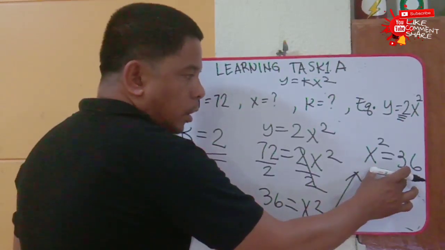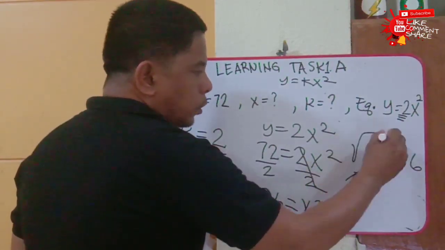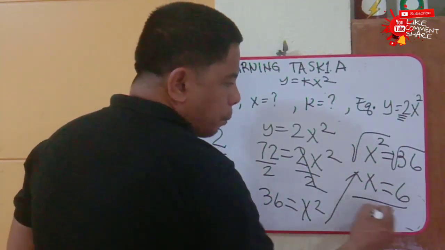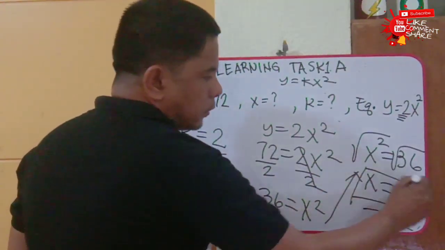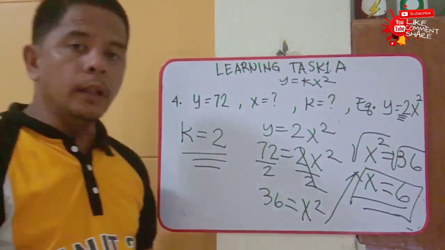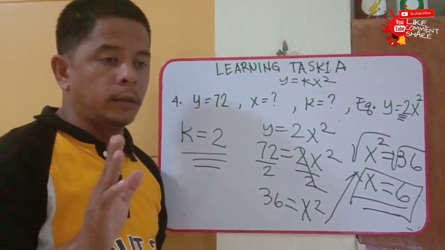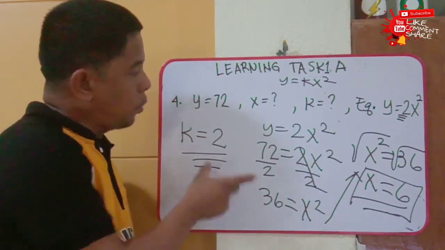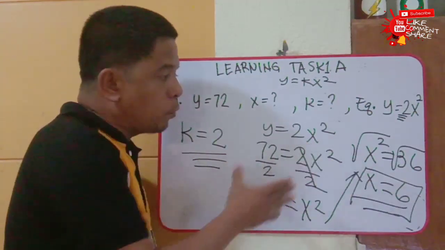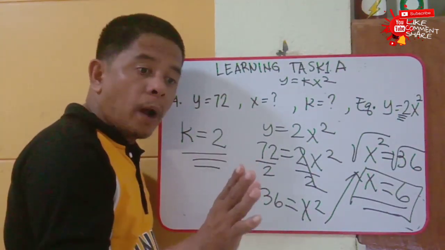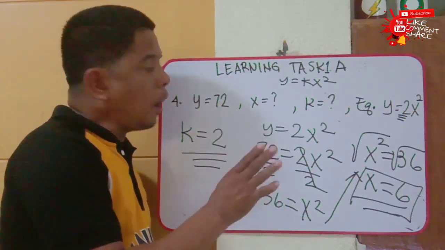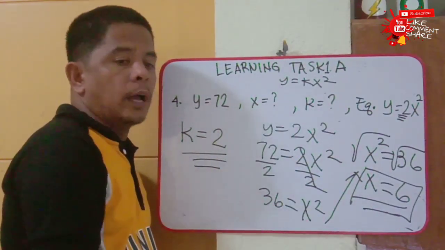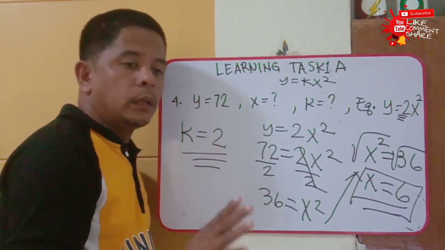So, get the square root of both sides. The square root of x squared is x. The square root of 36 is 6. So, the value of x in this given is 6. Ganyan lang po yung gagawin natin sa learning task 1A. Kung hinahanap naman yung value ng x, sa third row, parehas lang to. Napakadali yung value ng k sa third row. How about y? Substitute lang yung nakuha nating value. I-multiply lang natin, yun yung magiging value ng ating equation.